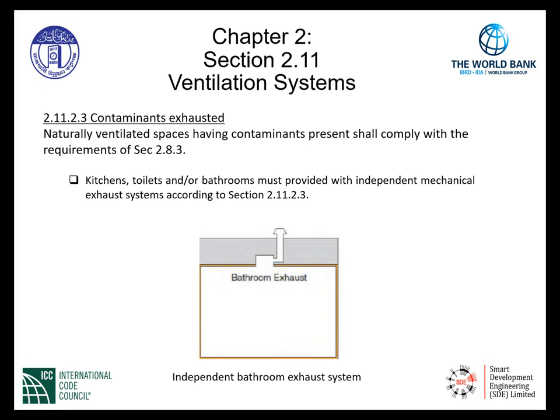So it's very important as inspectors, when you go out and look at the project periodically, to make sure that the independent exhaust system is installed accordingly and as designed by the engineer.